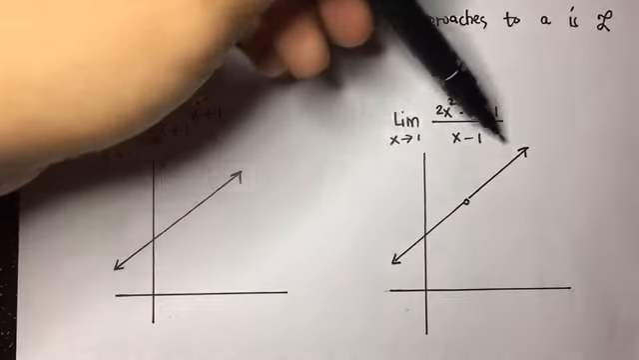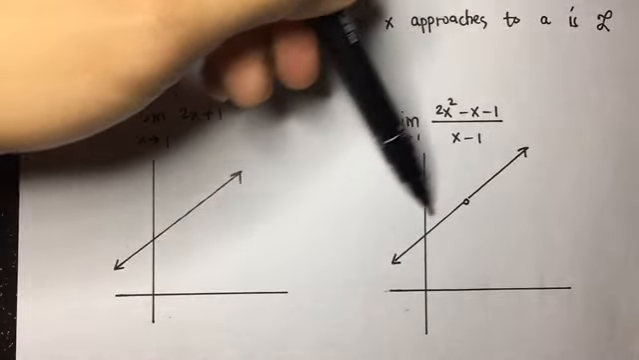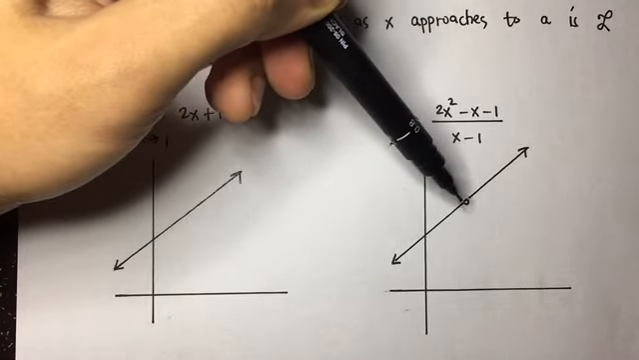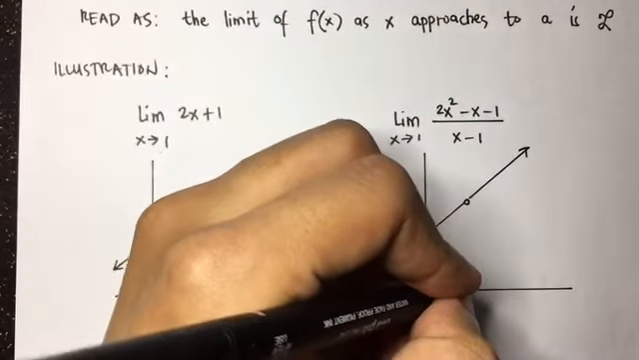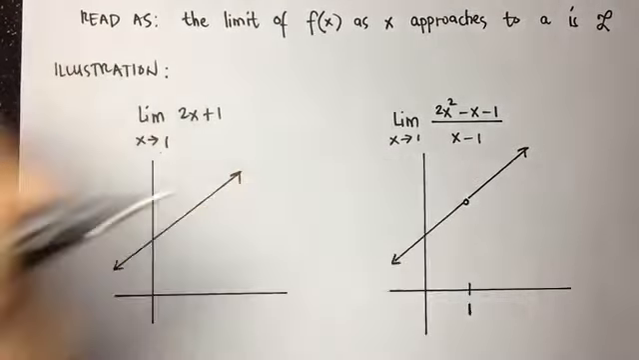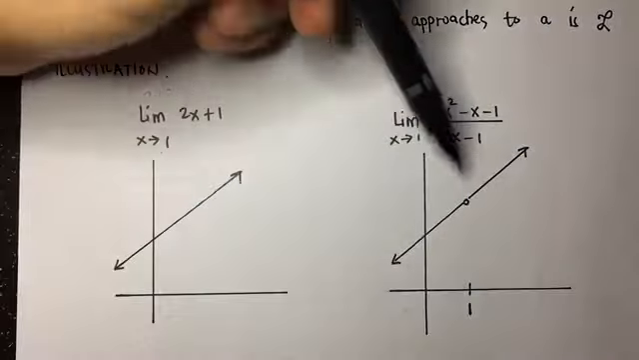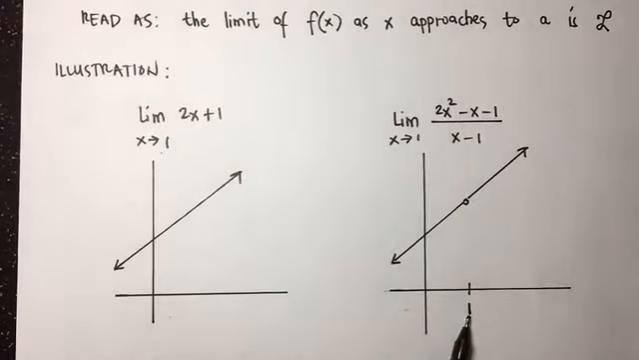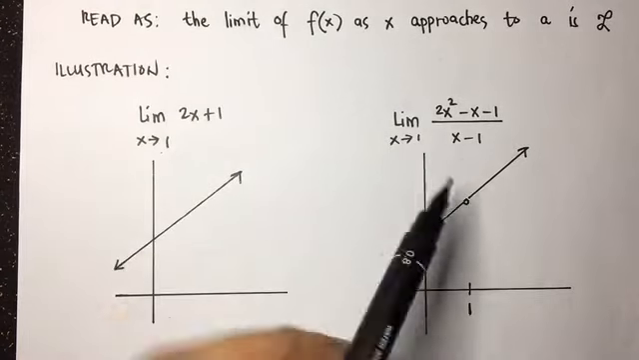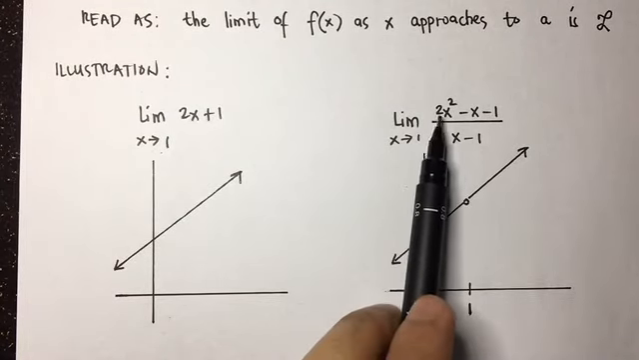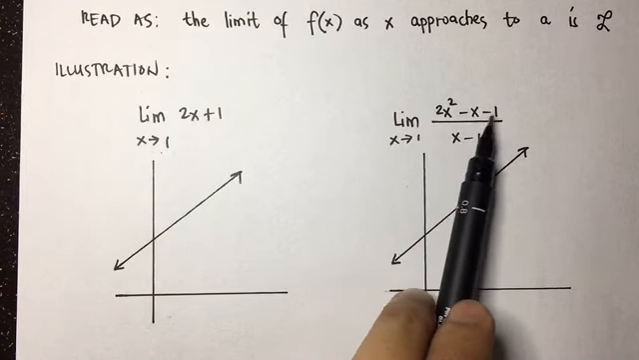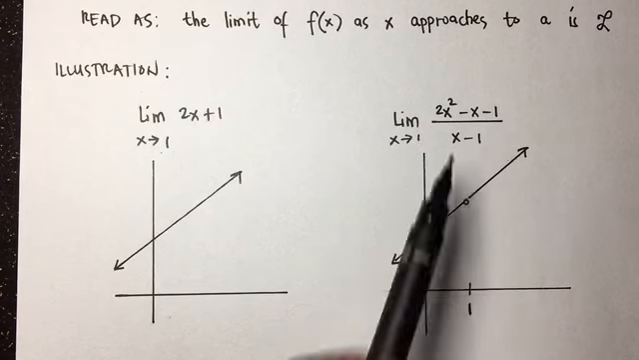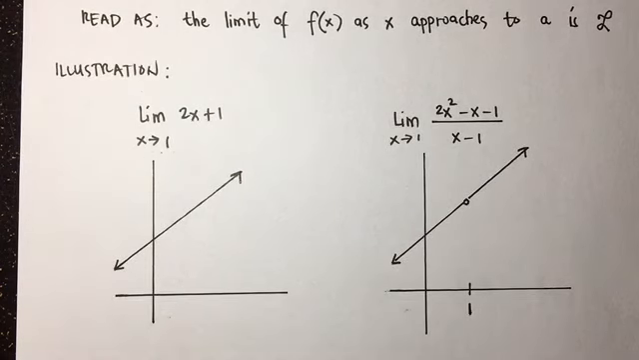That's why in the graph of the function we have an open dot at x equal to 1. This means the function does not exist at x equal to 1. If you substitute x equal to 1, this becomes 2 times 1 squared, which is 2, minus 1, over 1 minus 1, so that will be 0 over 0. And 0 divided by 0 is indeterminate.